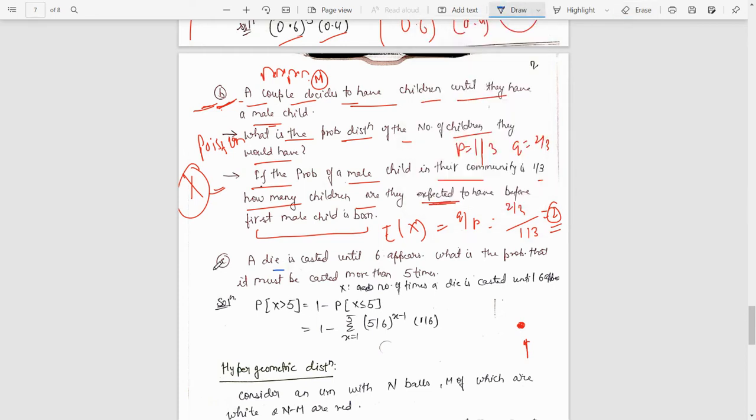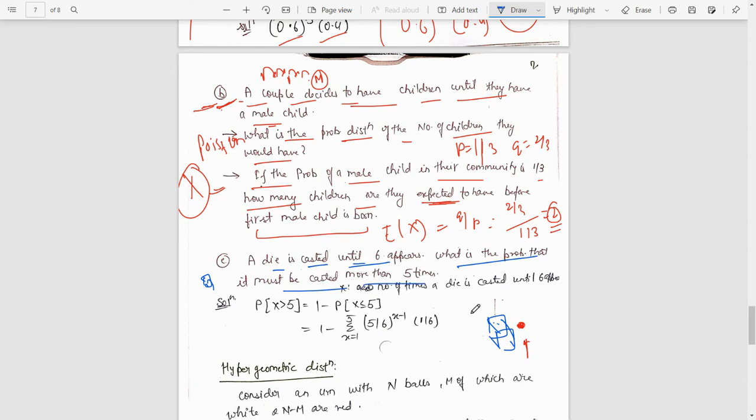Here, a die means obviously the playing dice. A die is thrown, and it is cast until a six appears. So let's say one comes, sometimes two comes, and it is again cast until the six appears. What is the probability that it must be cast more than five times?